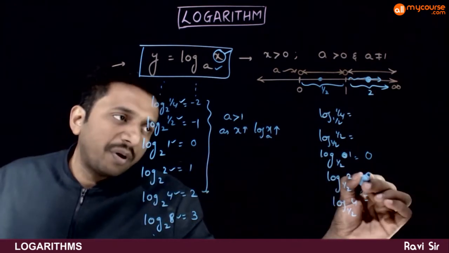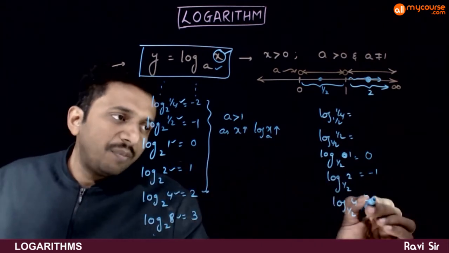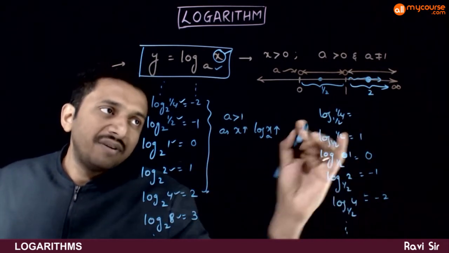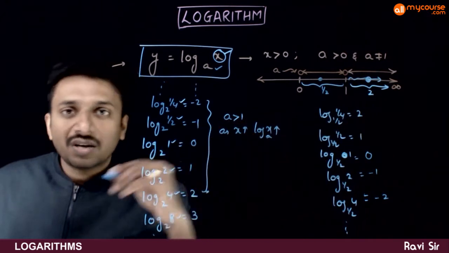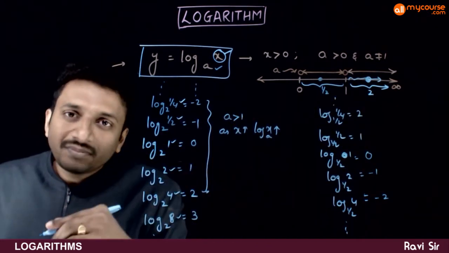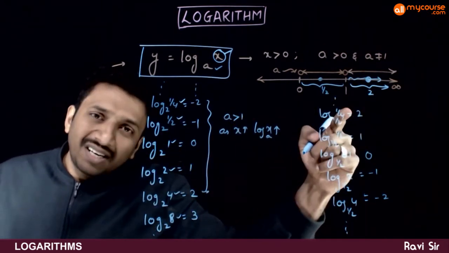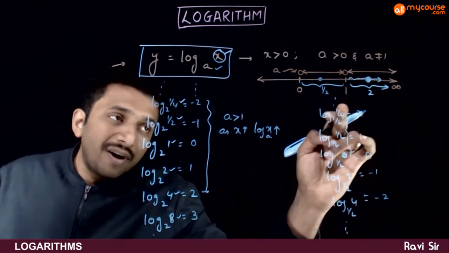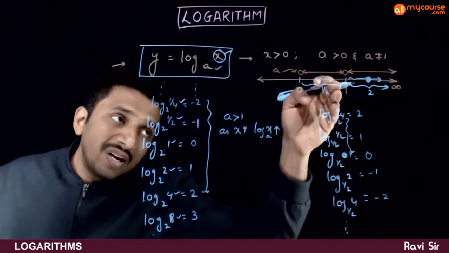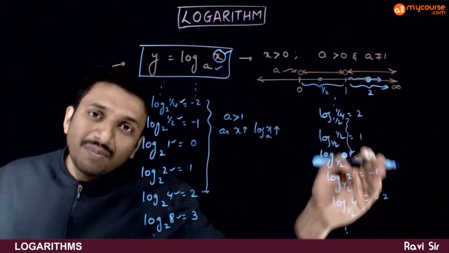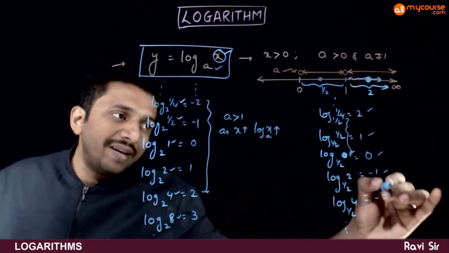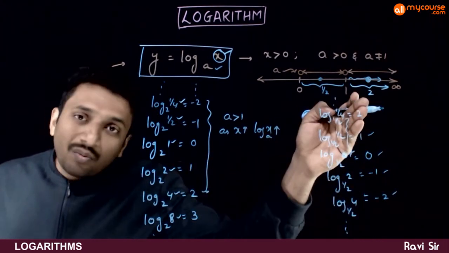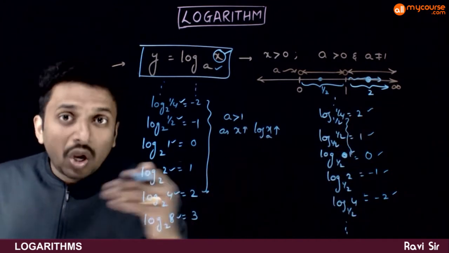So obviously half to the power minus 1 is 2. Half to the power minus 2 is 4. Half to the power 1 is half. Half to the power 2 is 1/4, and so on. So can you see that this follows a reverse order as x increases? Here 1/4, half, 1, 2, 4, these numbers are increasing, but these numbers are decreasing: 2, 1, 0, minus 1, minus 2. So as x is increasing, the value of y is decreasing, the value of log is decreasing.